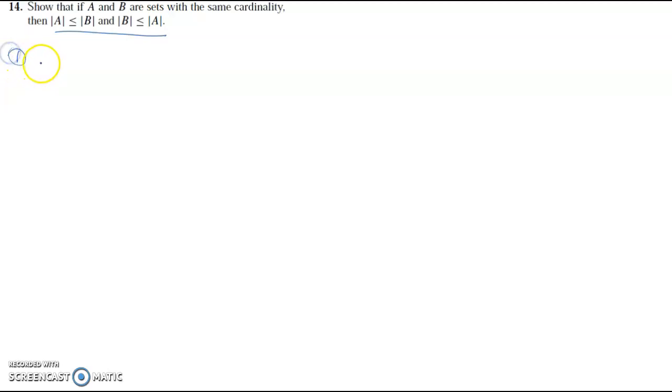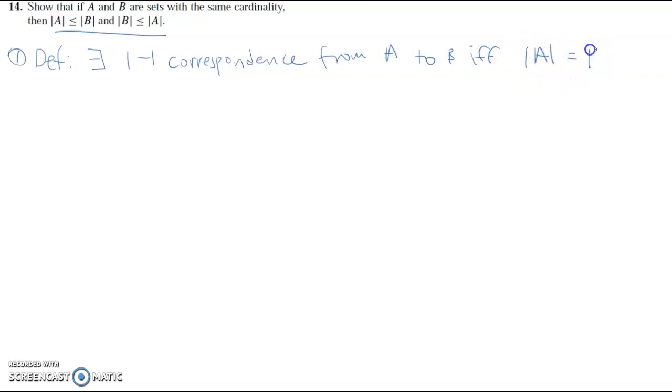The first definition that I'm going to use is: there exists a one-to-one correspondence from A to B if and only if the cardinality of A is equal to the cardinality of B. Okay, so that's the first definition.